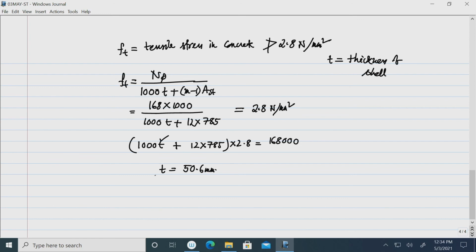So, for design purposes we provide slightly more thickness. So, provide a 75 mm thick shell. In this way we utilize the membrane theory to find the reinforcement and thickness of the shell structure.